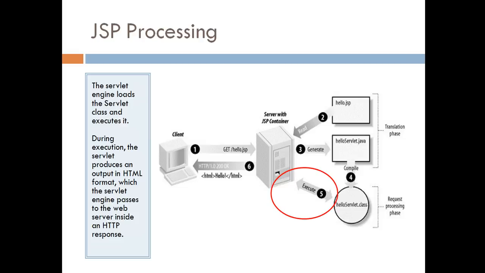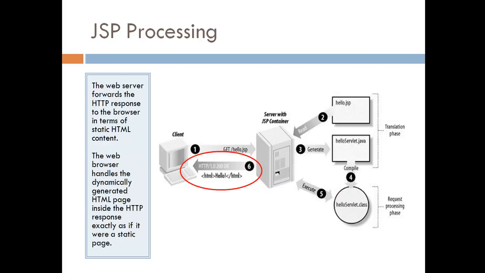During the execution, the servlet produces an output in HTML format. It produces HTML, which the servlet engine passes back to the web server inside of an HTTP response. The web server then sends the HTTP response back to the browser in the form of static HTML. The web browser then dynamically generates the HTML page inside the HTTP response, exactly as if it were a static HTML page.